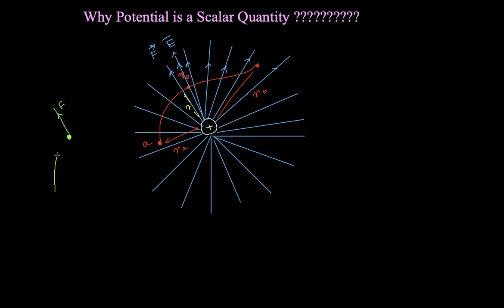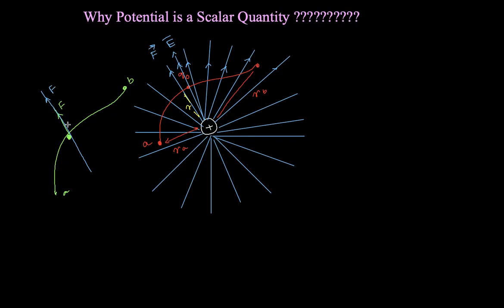Displacement is in this direction. That is point B, and this is point A. Now, the electric field is also in this direction. If you draw the electric field, it is also in this direction, so the direction of the displacement and the direction of the electric field are the same.